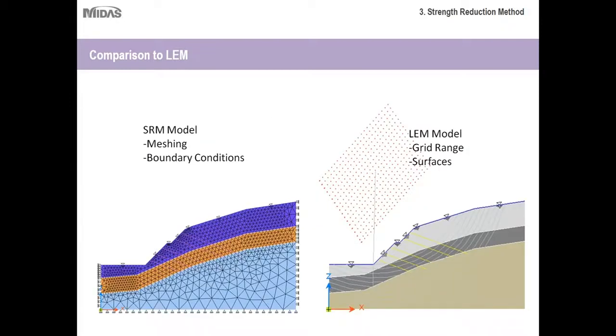Okay, and also the way that the models are created is very different. With the strength reduction method, what you'd have to do is create a set of finite elements or mesh sets. As you can see, there are three soil strata, and triangular elements are used. And as you go closer to the face of the slope, the size of the elements decreases. So there are more elements, but the elements themselves are smaller.